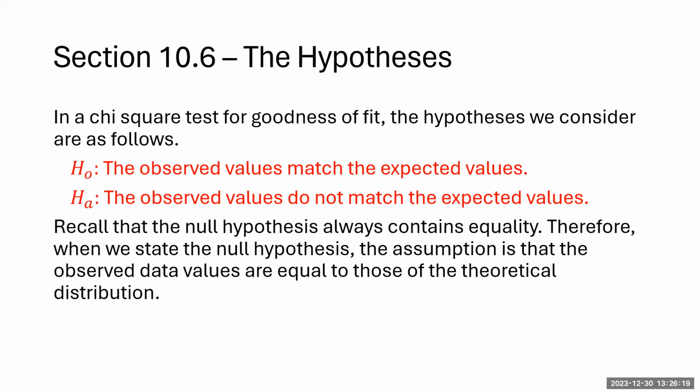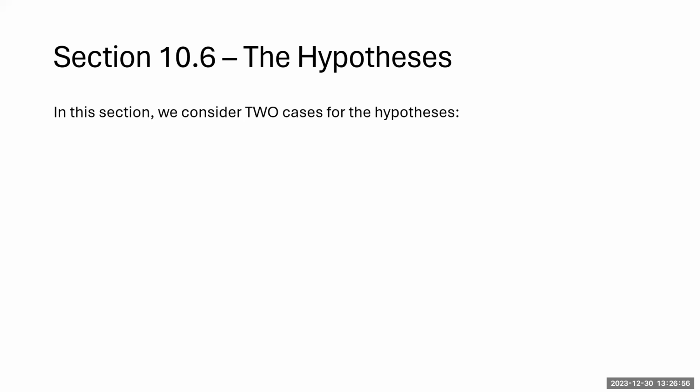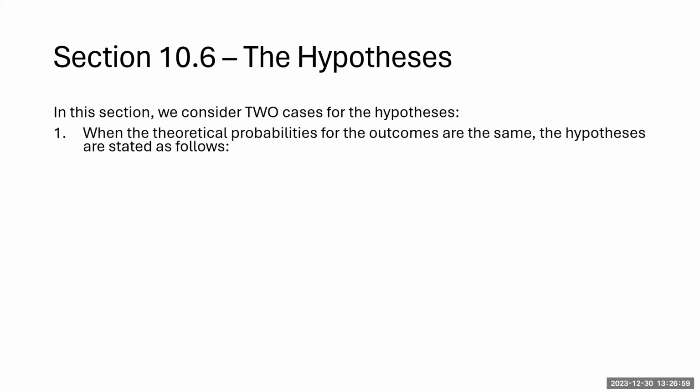Okay, so in a chi-square test for goodness of fit, we have to consider the 2 hypotheses, the null and the alternative. The null hypothesis in its basic form is that the observed values match the expected values. In other words, everything is wonderful, okay? Observed matches the expected. The alternative says they don't match. So remember, observed is reality, the actual data that I collect. Expected is theory. So how well does reality match theory?